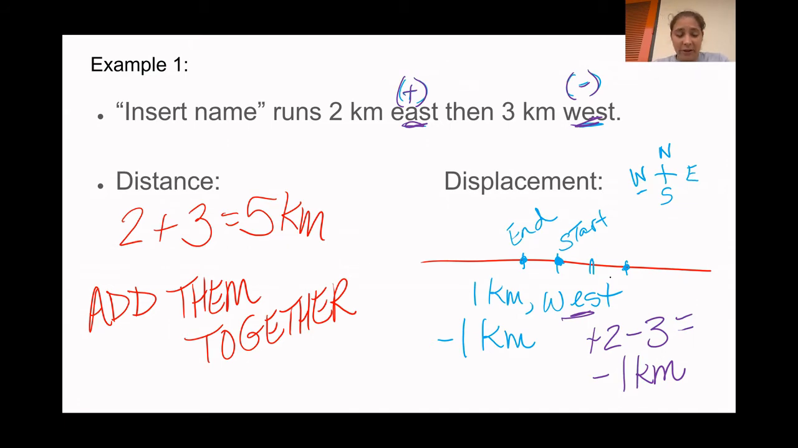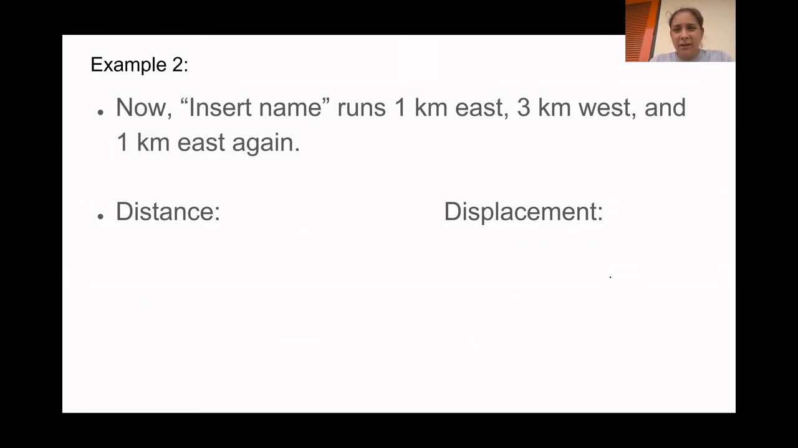So let's do another example. I know it helps to do that. So now, same person, whoever it happens to be, is running 1 kilometer east, 3 kilometers west, and then 1 kilometer east again. So this is a 5K, right? So we got 3, we got 1, we got 1. The distance that this person is covering, 1 plus 3 plus 1, is a total of 5 kilometers, a 5K. We don't care about direction. Displacement, though, we do care.